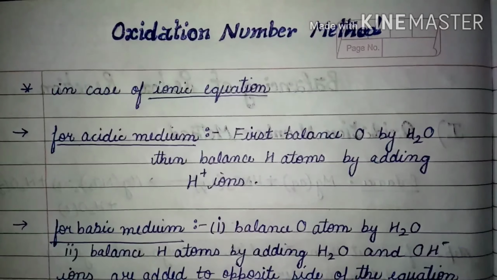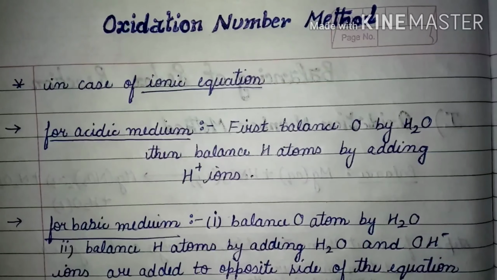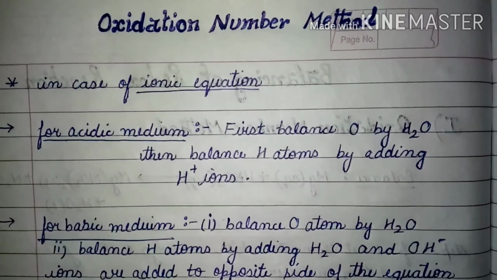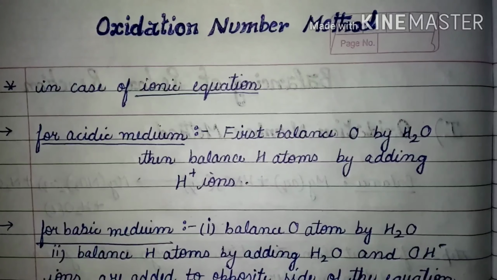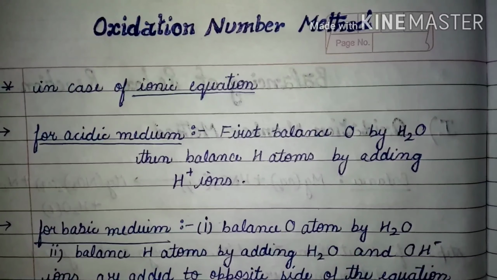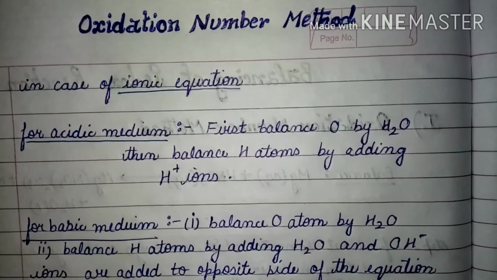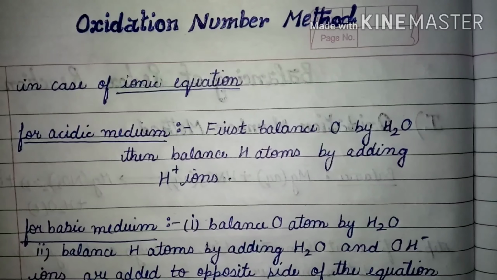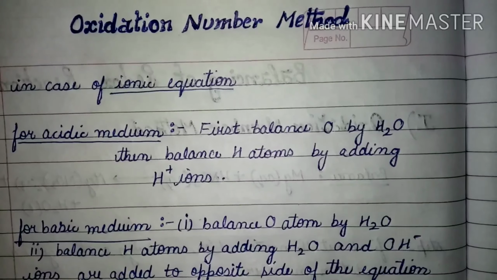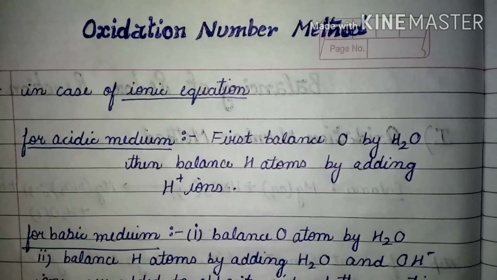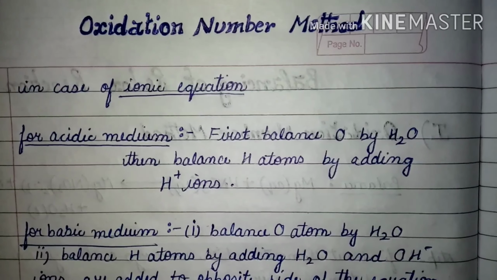So in the last video I discussed the oxidation number method to balance the redox reaction, and I discussed an example which was very easy. It was a simple reaction in which we don't have any medium, acidic or basic. It was just simple. Okay, so let's recap the steps to balance the redox reaction.